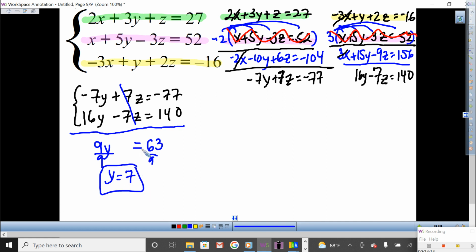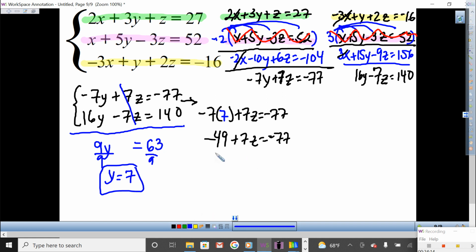Now we need to solve for z in this system. Which equation do we want to use? The top one or the bottom one, now? This one or this one? Top one. So I'm going to bring this one over here. I'm going to write negative 7 parentheses. And we're going to substitute 7 there for y. Then plus 7z equals negative 77. So we have what? Negative 49 plus 7z equals negative 77.